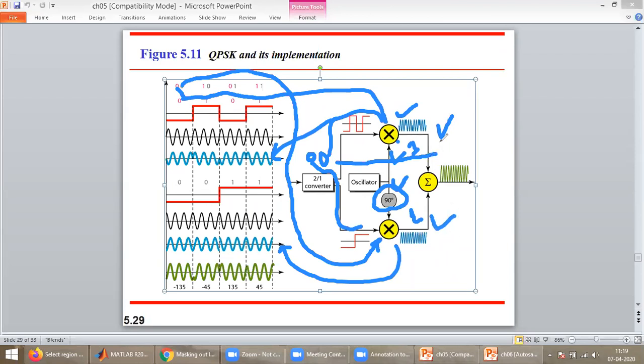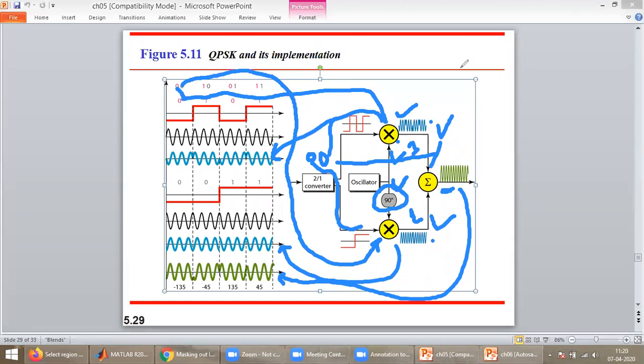From these two we will generate two signals. Then these two signals are sent to an adder, or summation. The adder will take these two signals, then it will generate the final signal. So this is the hardware implementation of the quadrature phase shift keying method.